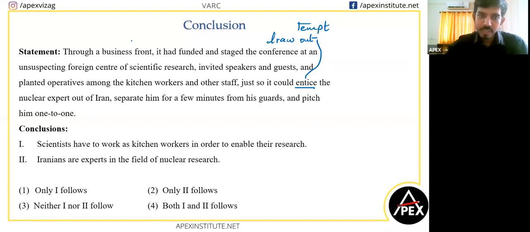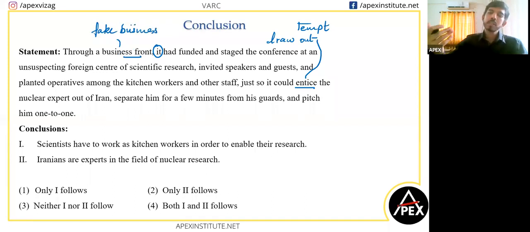So, through a business front, it had funded. We don't know who it is or what it is. Yeah? What is a business front? A business front is a fake business. To the customer, it may appear as if it is a business, but behind there are no actual operations. It's just a front. It's a store, but at the back, there's nothing.